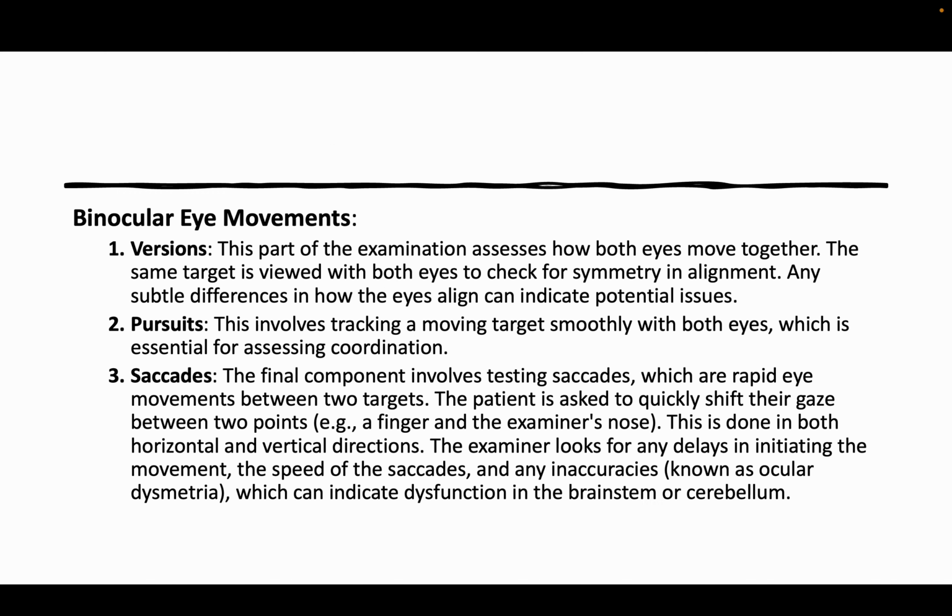If there is a version movement or pursuit problem, if he is not able to smoothly follow the movement, so pursuits are affected, or if he is not able to suddenly shift, so saccades are the problem, then always look at a brainstem or cerebellar problem, because conjugate movements are all coordinated by the brainstem and cerebellum.